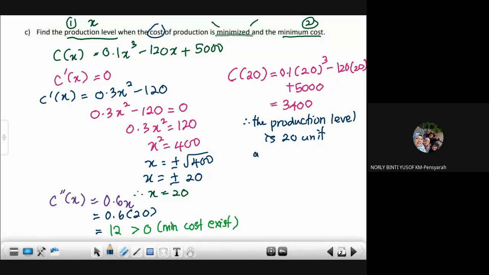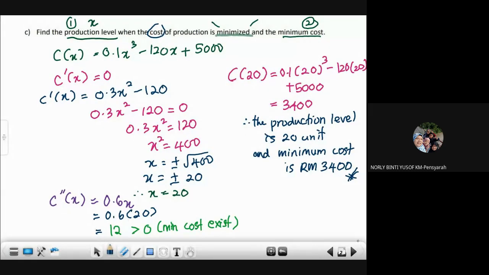Okay, and minimum cost is ringgit Malaysia 3,400 because the question asks two things, production level and minimum cost when the cost production is being minimized. Okay, so that is for question C.